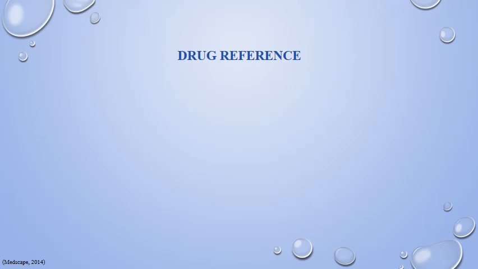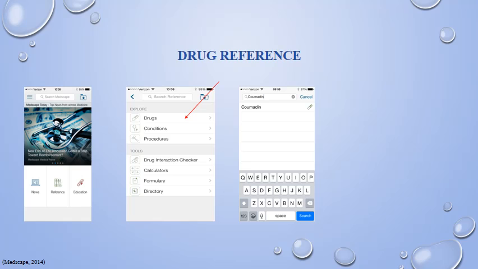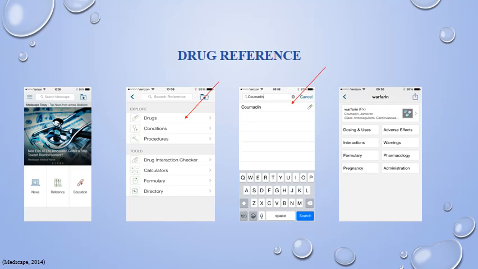Nurses can benefit from using the Medscape application because of the ease of finding information about medications. Medscape contains an extensive drug library. If one needs to look up information about Coumadin, click on the reference button on the home screen, select drugs, and type Coumadin into the search bar. There is now access to dosage information, adverse effects, drug interactions, warnings and contraindications, formulary of brands, pharmacology, administration and pregnancy considerations. One can also save the drug into a library for further use.